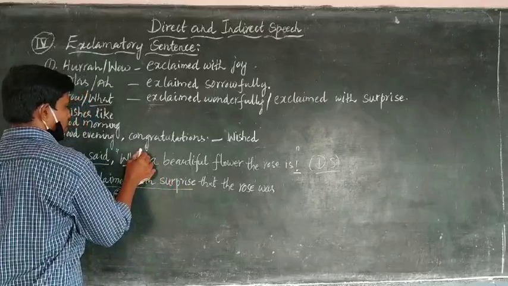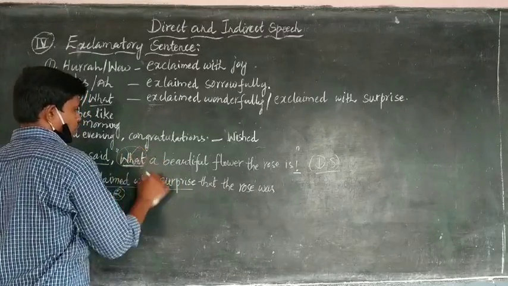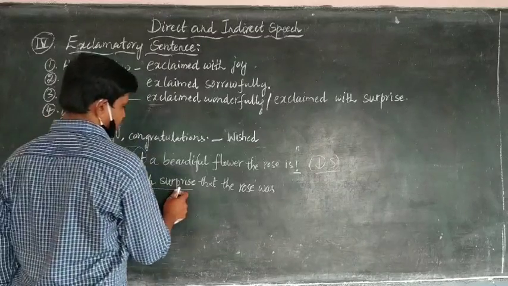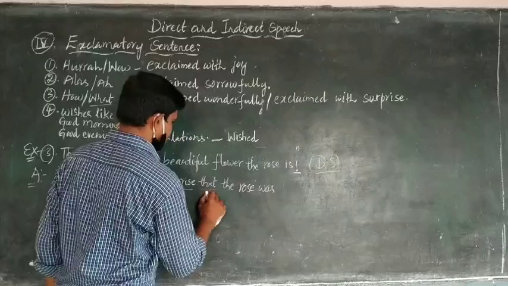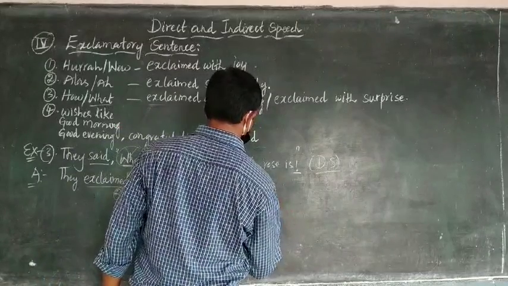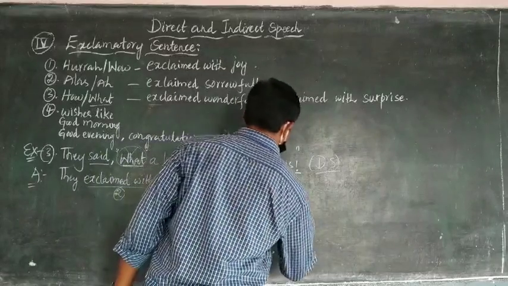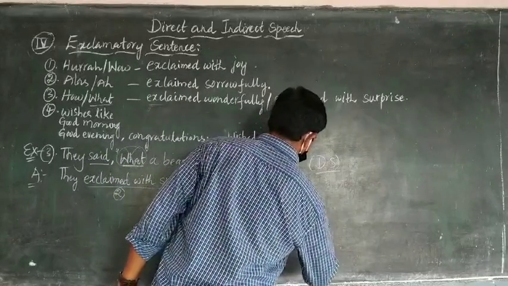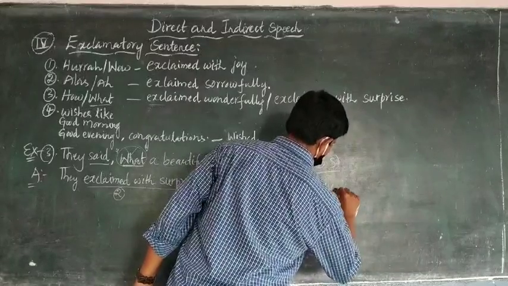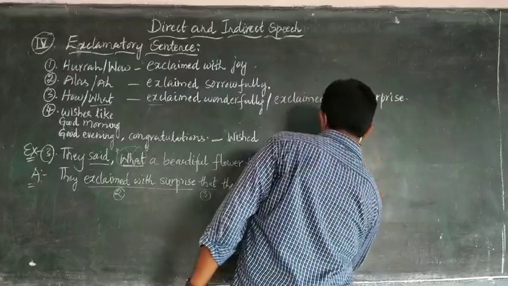So afterwards we have to use an adverb. So instead of what, we have to use very. They exclaimed with surprise that, this is number 3. The rose was, number 4. The rose was a very beautiful flower. The rose was a very beautiful flower. Understand?